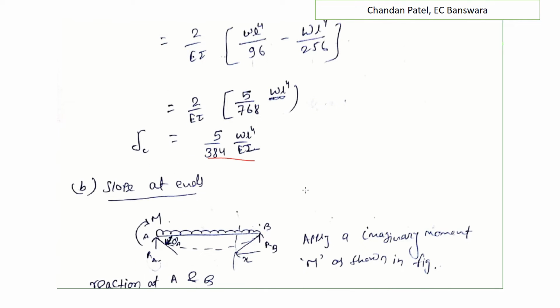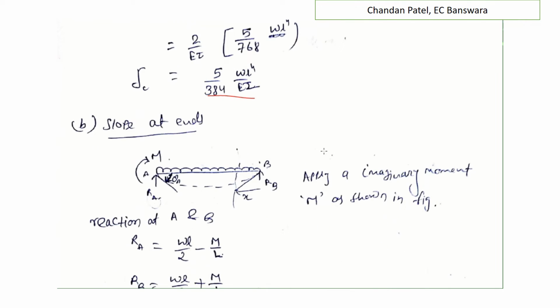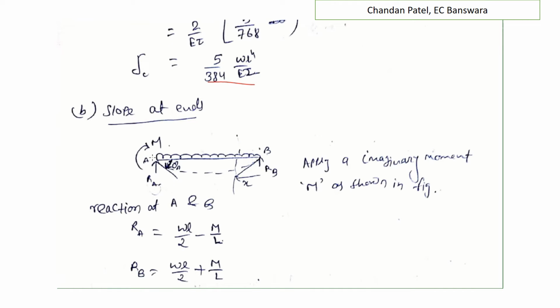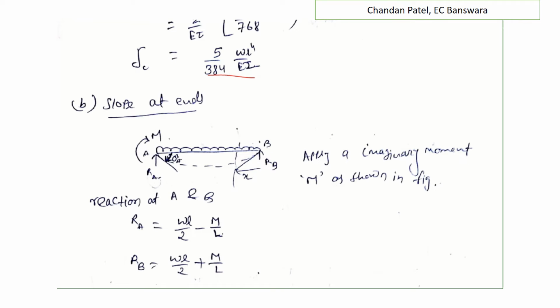Okay, now for slope, let us assume a clockwise moment at A. There is an imaginary moment, so we find out the slope at A.